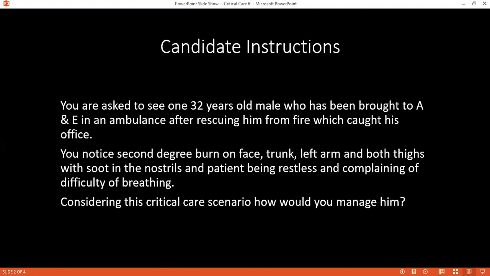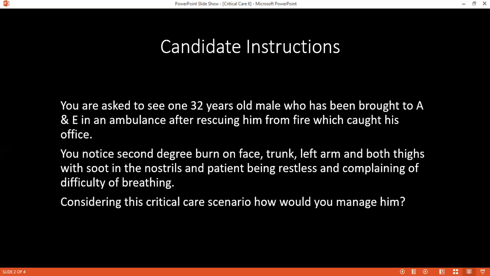Can you please tell me what are the complications that you can expect in this burn patient? Yes, in this patient, early hypovolemic shock and maybe delayed infection. Also, in this patient, ARDS, acute respiratory distress syndrome, or pulmonary edema, and the inhalational injury.